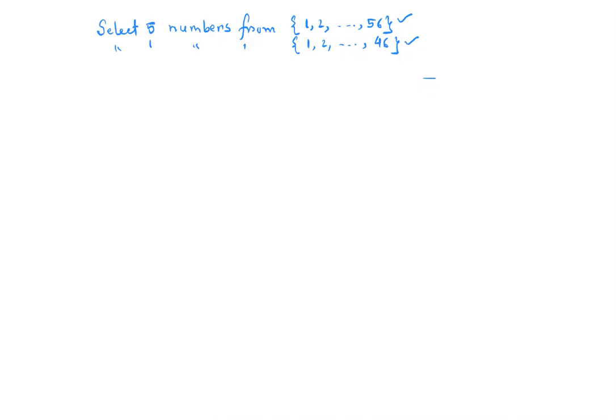So let's go ahead and do it. The first one is selecting the five numbers. So event A is selecting the 5 numbers. Event B is selecting the mega.